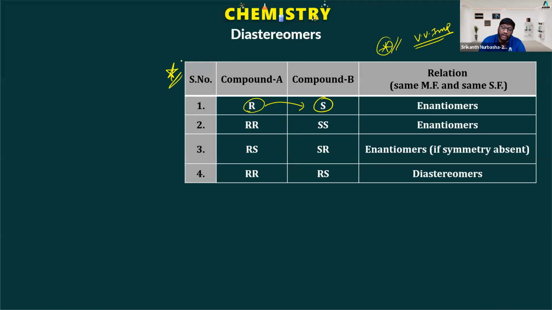This same logic applies to 3D representation also, not only Fischer projection. Even if I have given a 3D representation of a molecule, you can just find out the configuration. If the configuration at every chiral carbon is the same in both compounds, they are identical. If the configuration at every chiral carbon is inverted or reversed, they are enantiomers. If the configuration at a few chiral carbons is reversed and others are the same, they are diastereomers. Is that point clear?